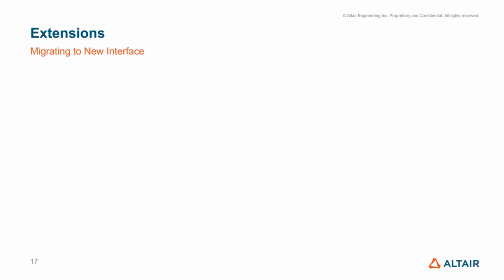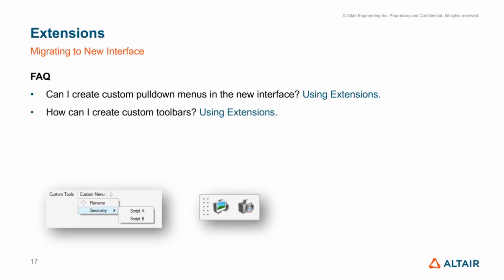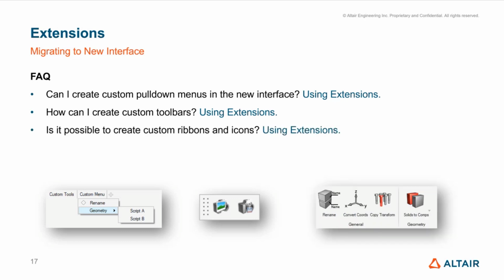And there are some FAQs about the migration to the new interface. Can I create custom pull-downs? Yes, use extensions. Can I create custom toolbars? Again, use extensions. And is it possible to create custom ribbons and icons? Again, use extensions. Please be aware, these are not defined via API. It's completely XML script based.